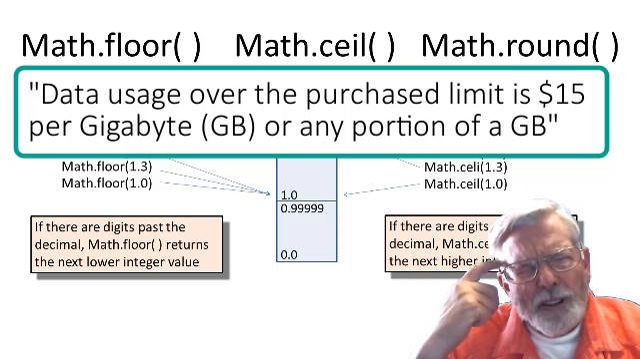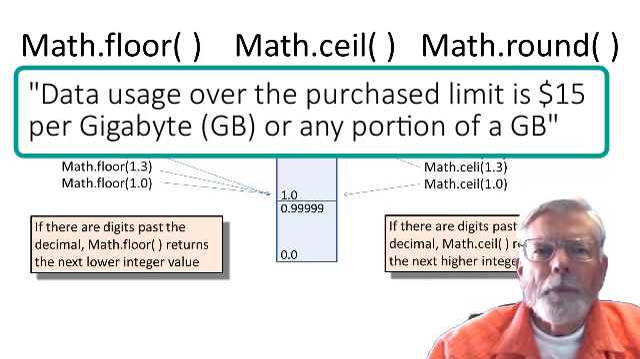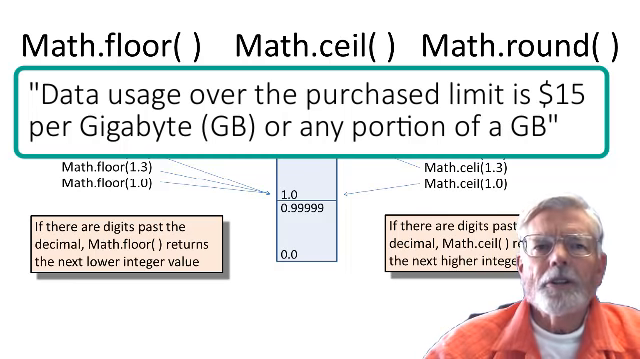Which of these math functions, floor, ceiling, or round, would be best when calculating the customer's bill?